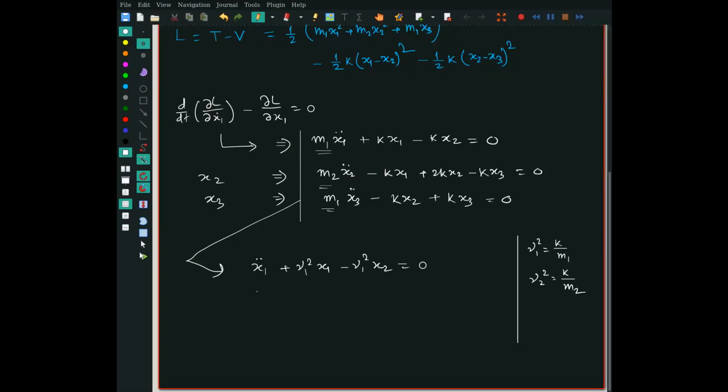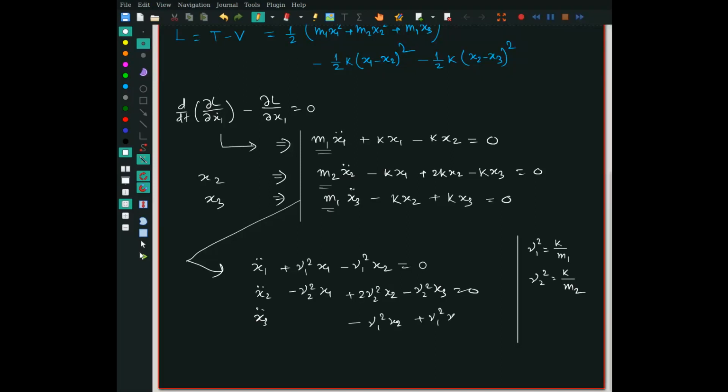And then x2 double dot minus nu 2 square x1 plus 2 nu 2 square x2 minus nu 2 square x3 equals 0. And x3 double dot minus nu 1 square x2 plus nu 1 square x3 equals 0. So these are my simplified form of the equations that I get. Okay. Let me add another page here.